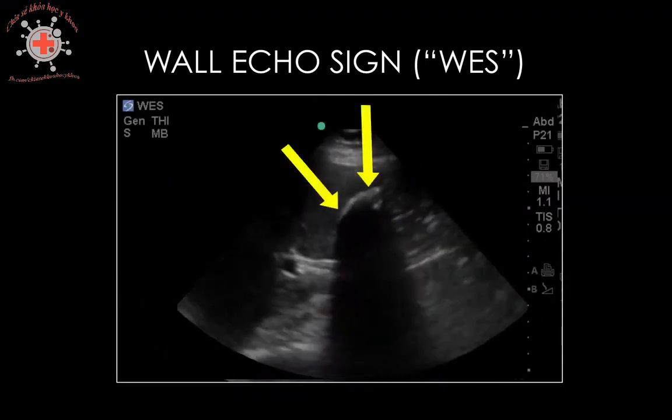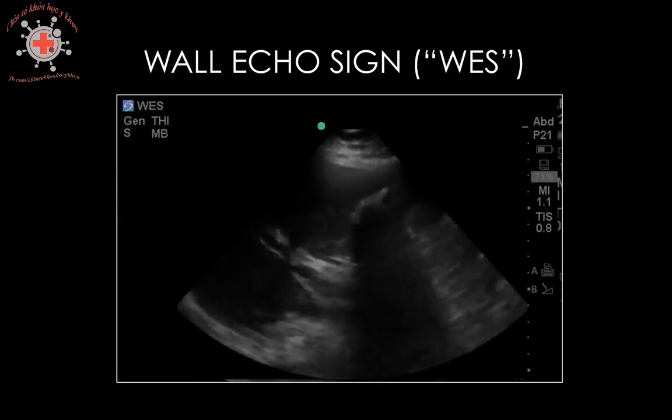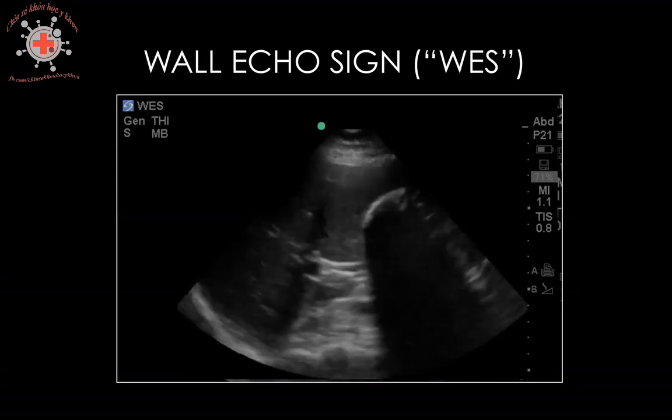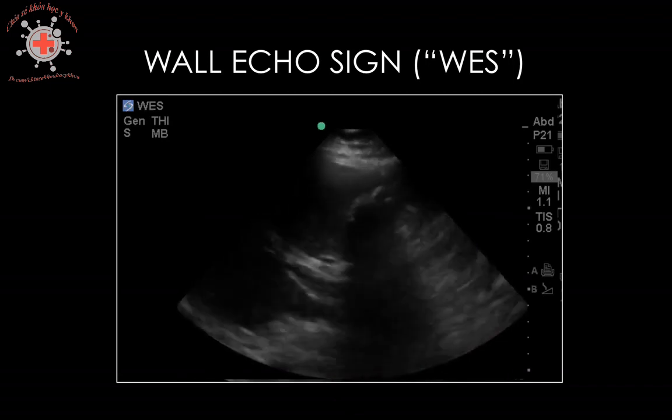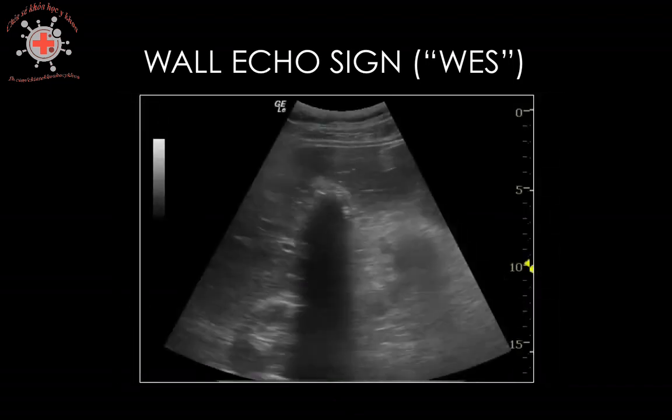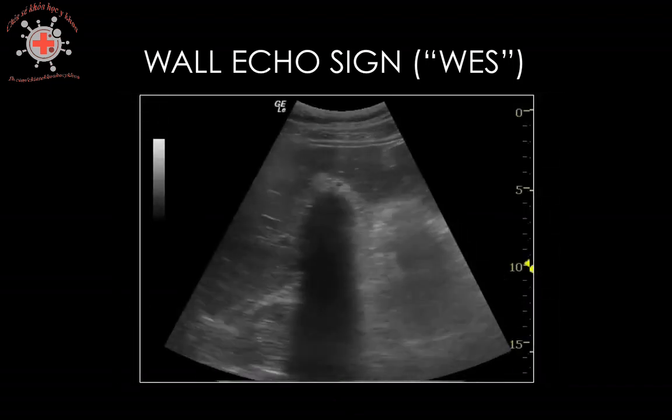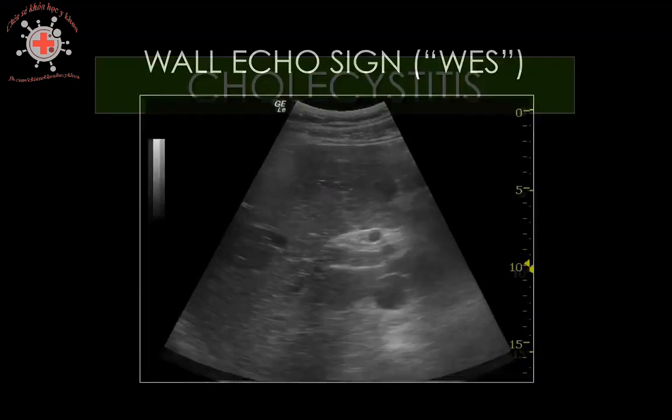This is the superficial wall of the gallbladder. Immediately adjacent to this wall are many gallstones that completely fill the bladder. Here is the wide acoustic shadow created by all these gallstones. This is another case of wall echo sign in the transverse plane.